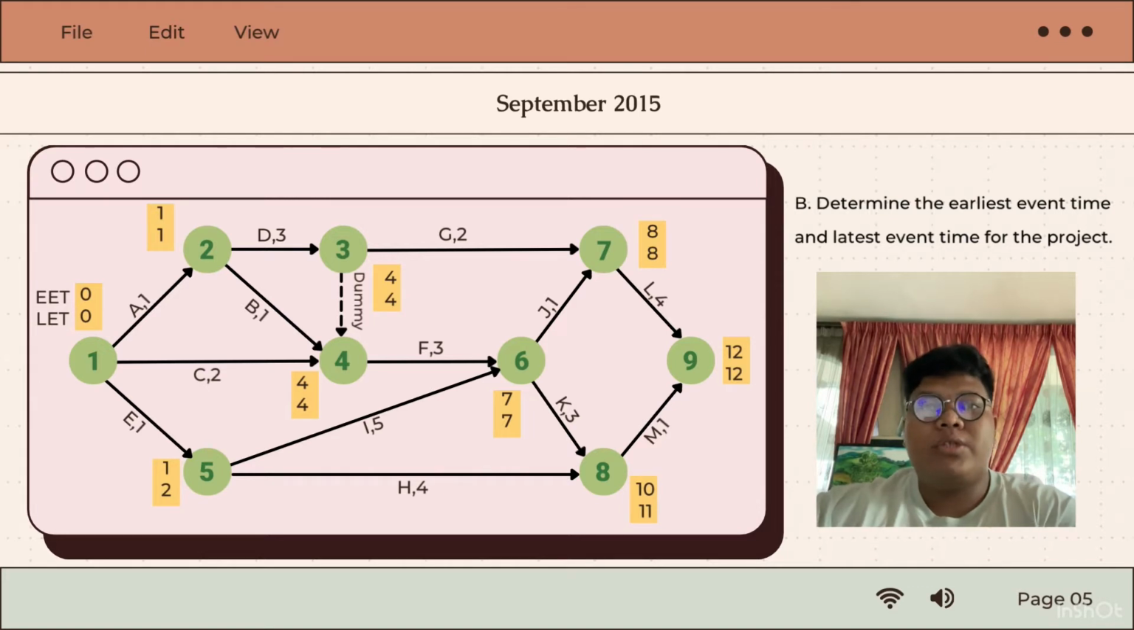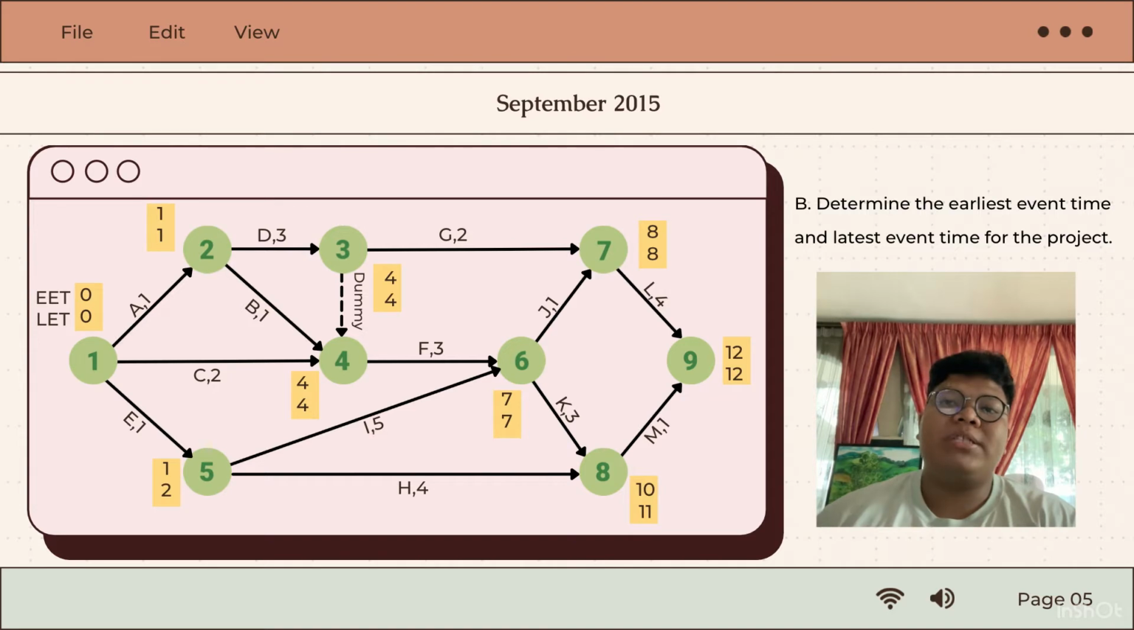Okay, for path 1. Path 1 moves along to path 2, 0 plus 1 equals 1. From path 1 to path 5, 0 plus 1 equals 1. For path 3, 1 plus 3 equals 4. There are 3 heads at path 4, which are 4 plus 0 equals 4, 1 plus 1 equals 2, and 0 plus 2 equals 2. So we choose the highest value, which is 4 instead of 2.